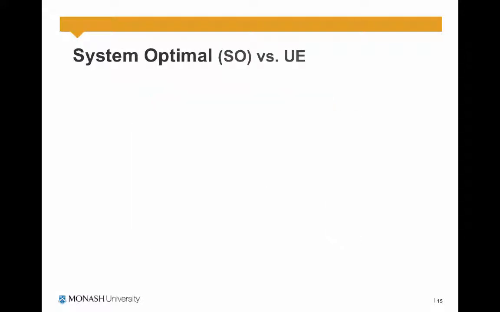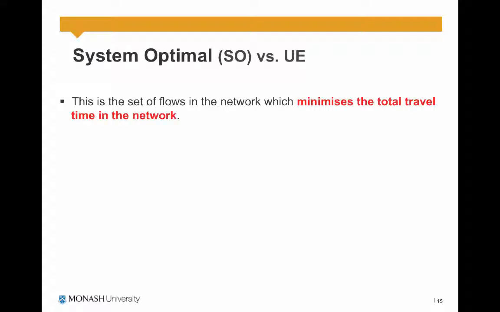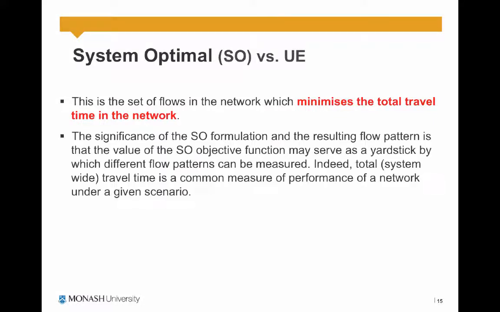The other notion that I would like to talk about is system optimal versus the user equilibrium that we talked about before. In system optimal, the set of flows in the network which minimizes the total travel time in the network is called system optimal. Remember, in user equilibrium, we minimized every individual traveler's travel times, but in system optimal, we minimize the total travel time of the system.